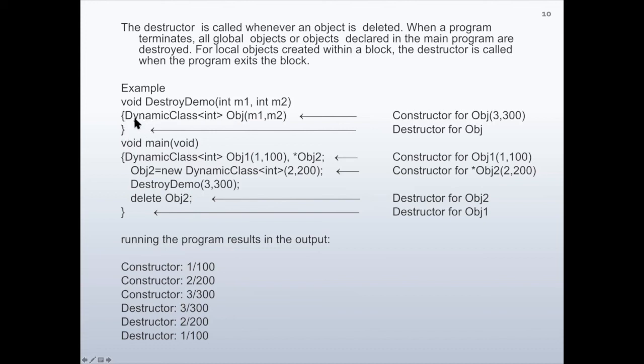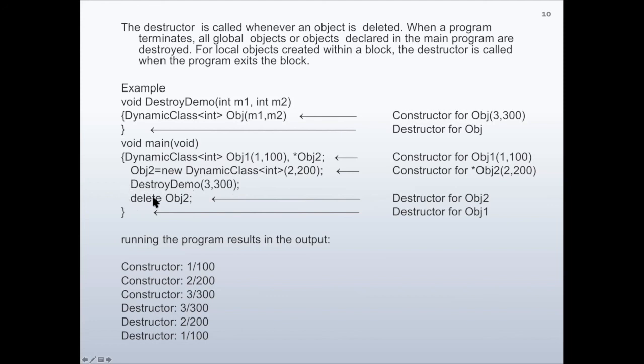This is the end of the function destroyDemo. When it is about to return from the function, whatever is declared within the function is destroyed. Here we have obj as a DynamicClass object. Because of that, the destructor belonging to the class is called. Because the value of member 1 and the object pointed to by member 2 are 3 and 300, the destructor is called, and at the output we will see destructor 3 and 300 here. And we return to the point just after destroyDemo.